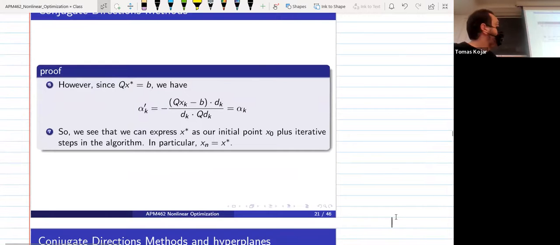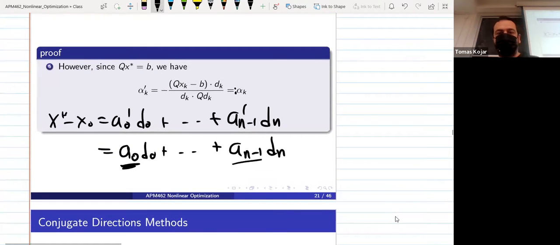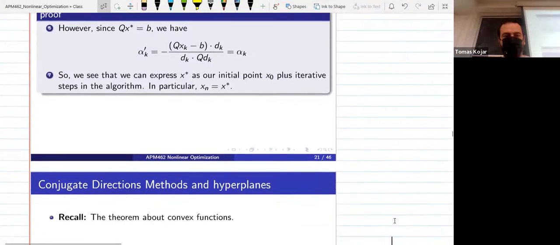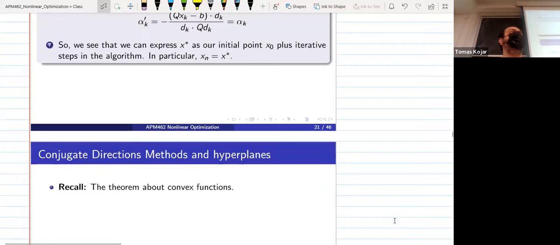For this, you just need to compute n steps, all right? And why n steps? Because you have n coefficients. So you just need to move d0 to dn times. All right. Okay, any questions? If you have questions, you can just tell me.